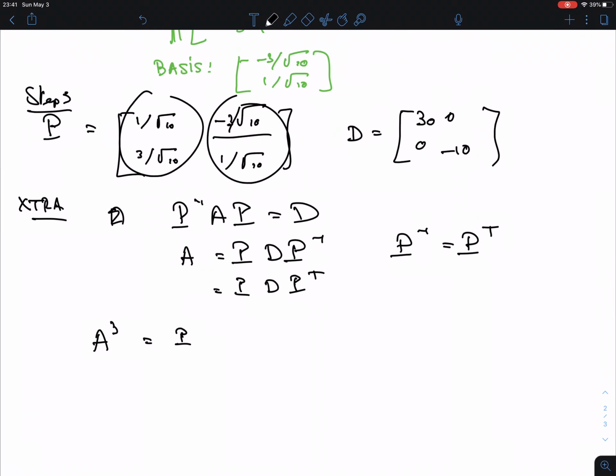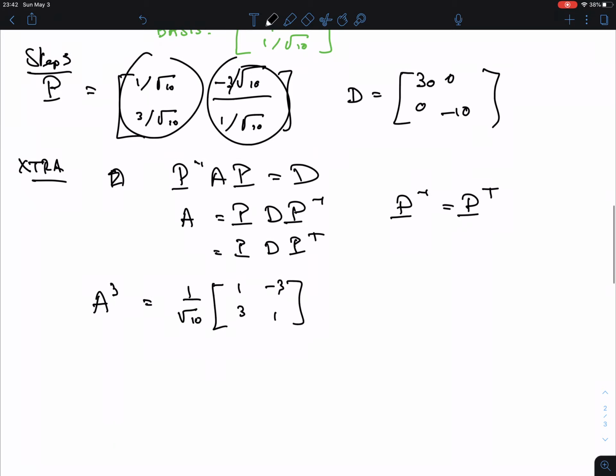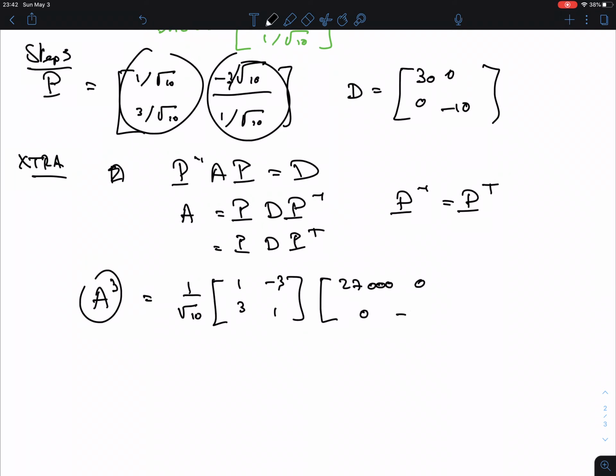A cubed is P. Well, let's write down what P is. Again, I don't want to keep writing this radical 10, so I factor that out. I'm going to write P as 1 over radical 10 times the matrix 1, 3, negative 3, 1. Then I have D. Now I have to go on doing A cubed. That will be D cubed, right? So I have to take the cube of 30. You might want to do this with a calculator, but it is 27,000. I know it sounds big, right? 0, 0, and then minus 10 cubed is minus 1,000.